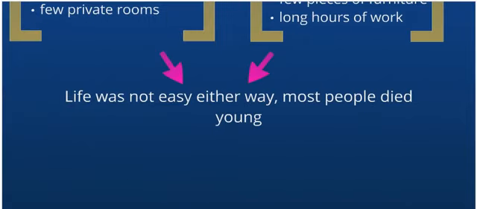Either way, life was not easy in the Middle Ages and most people died young. And so some of the main things that we need to remember from this video is that the feudal system was a political and social system, so it set up the government and made the specific social classes, and the manor system, or the manorial system, was solely economic.